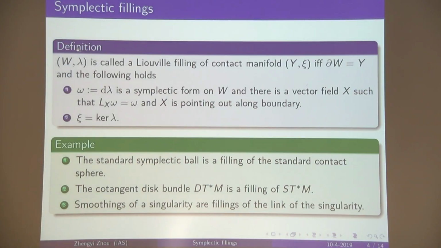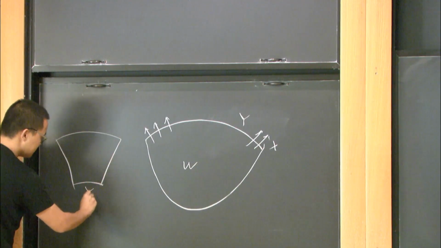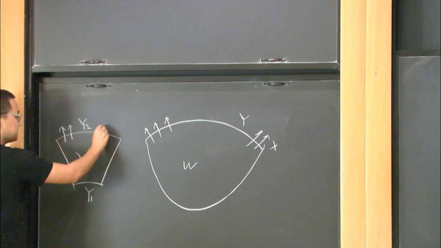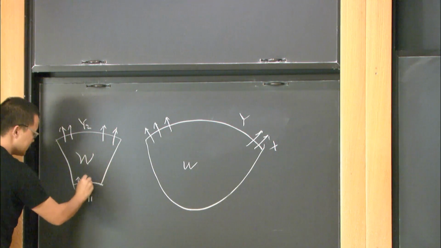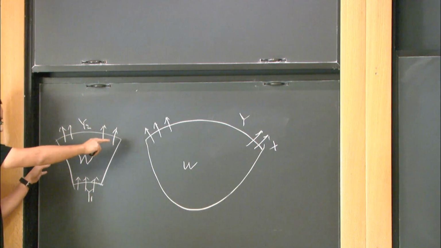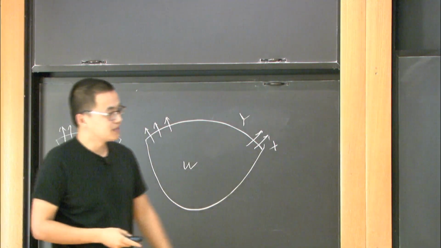The standard example is if we take the standard ball, that's a filling of the standard sphere, and the cotangent disk bundle is a filling of the sphere bundle. And if you take a singularity, if you can smooth it, it will be a filling of the link of the singularity. We can similarly talk about so-called cobordism, where you have two boundaries. In one direction, this vector field is pointing out. In the other direction, this vector field is pointing in. So it's one convex boundary, one concave boundary. That's called a symplectic cobordism.